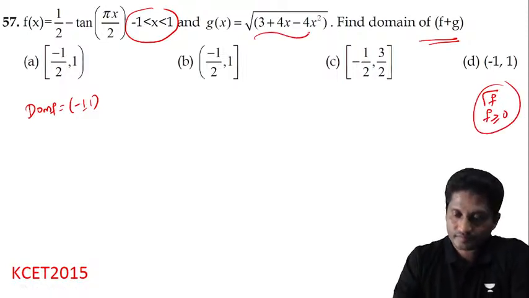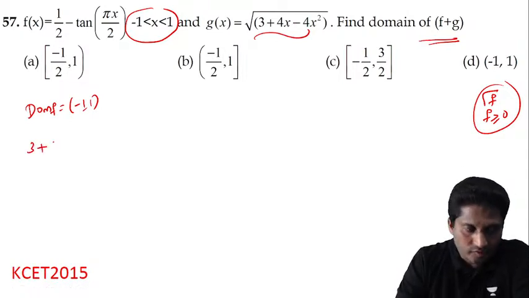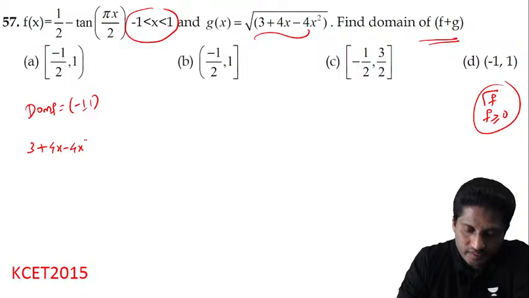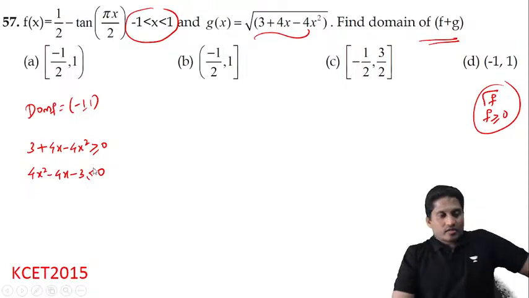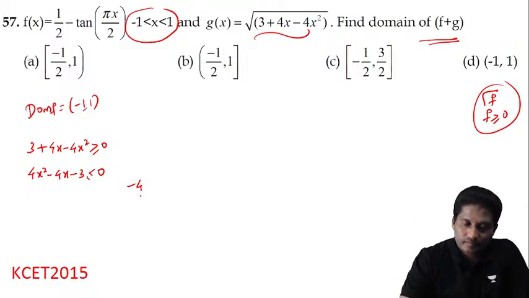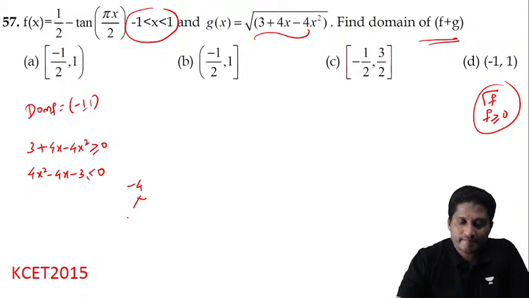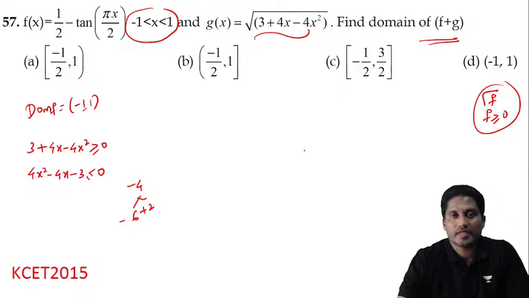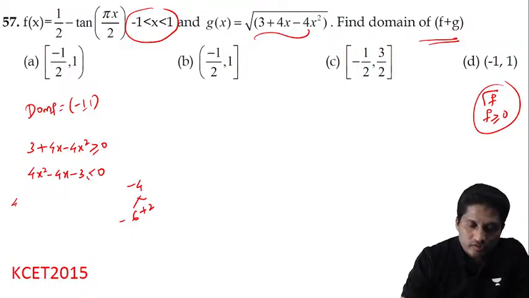This is defined when 3 plus 4x minus 4x square is greater than or equal to 0. If you multiply by minus, the inequality will change. 4x square minus 4x minus 3 is less than or equal to 0. So split the middle term. 4 into 3 is 12, right? 6 into 2 is 12. So 6, minus 6 minus 4 multiply, you get minus. So you will get 4x square minus 6x plus 2x minus 3 is less than or equal to 0.